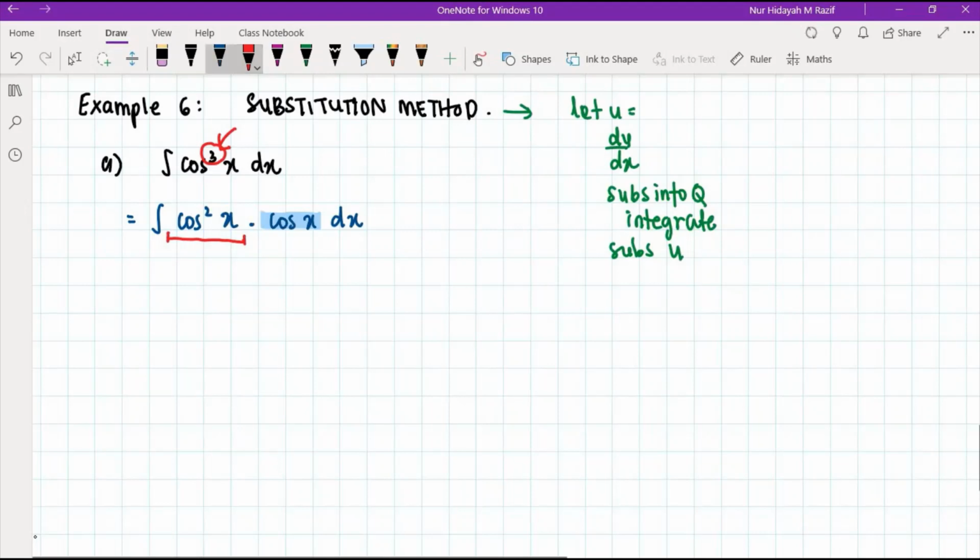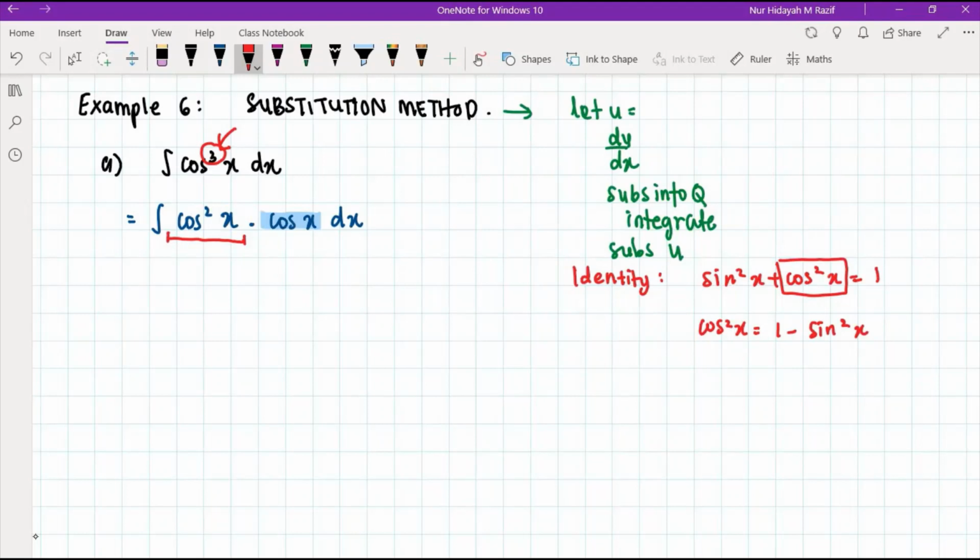Because I know cos square x can be changed using the identities. The first identity is sine square x plus cos square x is equal to 1. So if I need cos square x as the subject, I can rewrite that as cos square x is equal to 1 minus sine square x. From there, I can rewrite my question as the integral of 1 minus sine square x times cos x dx.